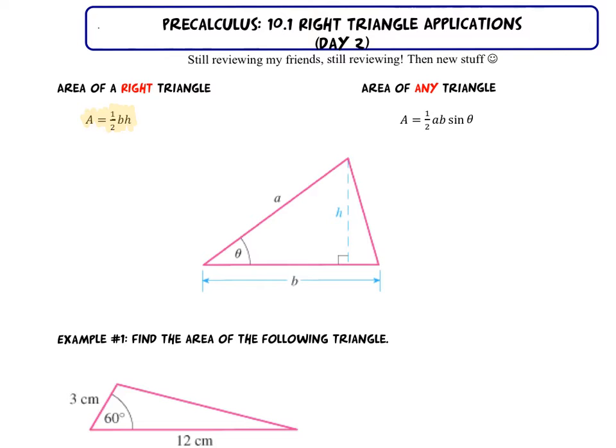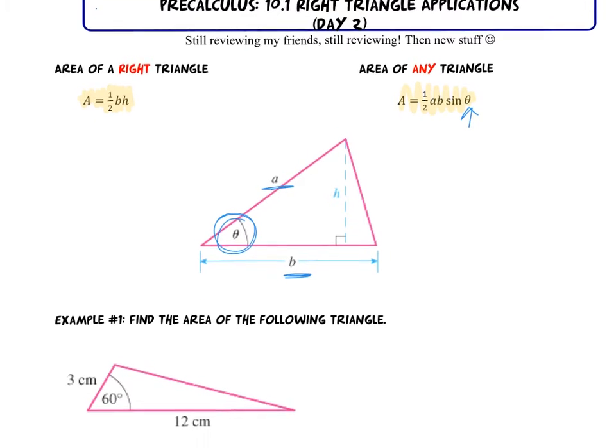If it is just any triangle, so it could be acute, scalene, obtuse, like literally any kind of triangle, you have this formula: 1/2 AB sine of theta. Again, this should not be new, but this would be a nice review. Know that the angle here, this theta, has to be the angle in between side lengths A and B. Okay, let's do a couple examples and I think you'll get the hang of it.